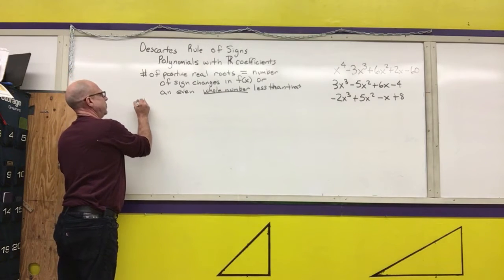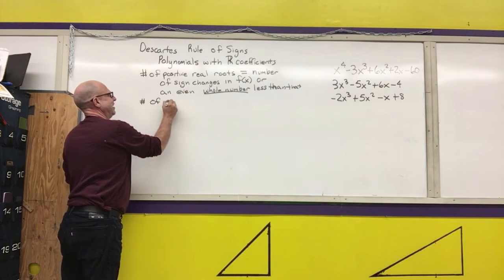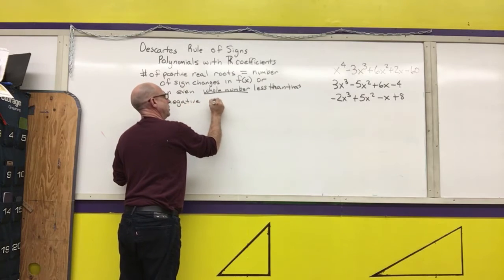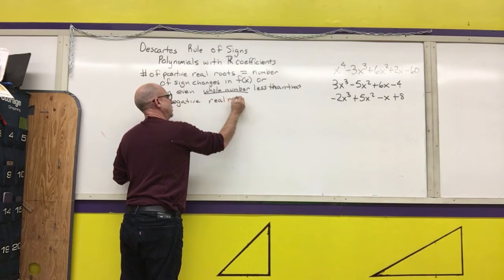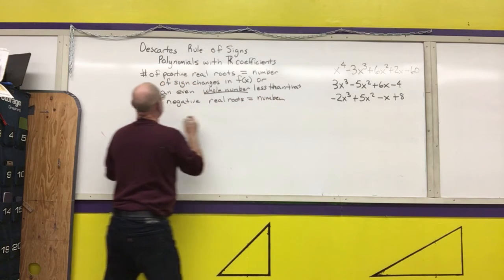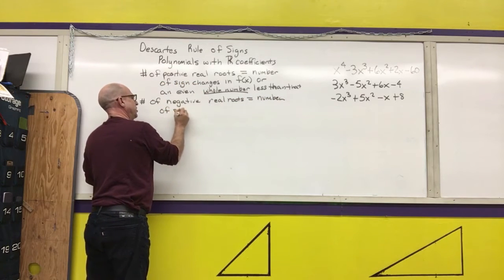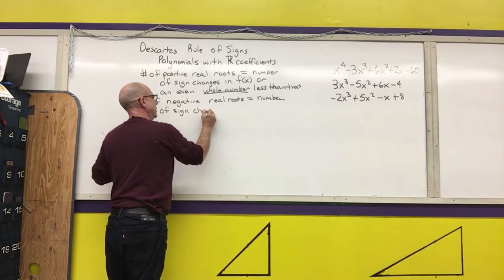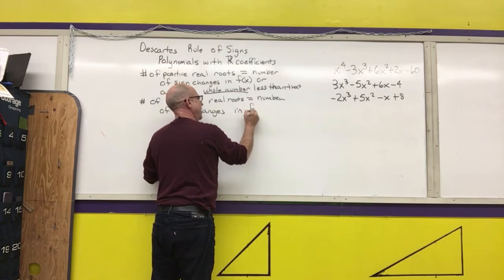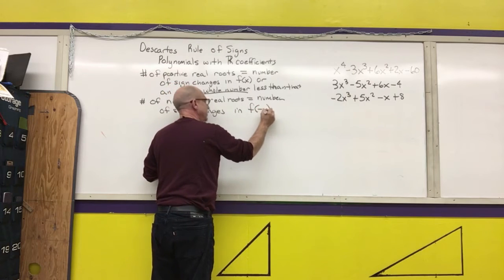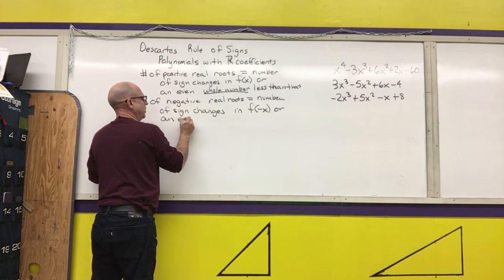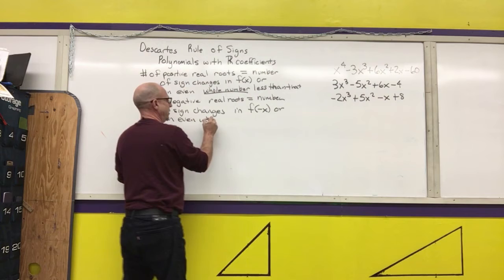And it tells us that the number of negative real roots is equal to the number of sign changes in f of negative x, or an even whole number less than that.